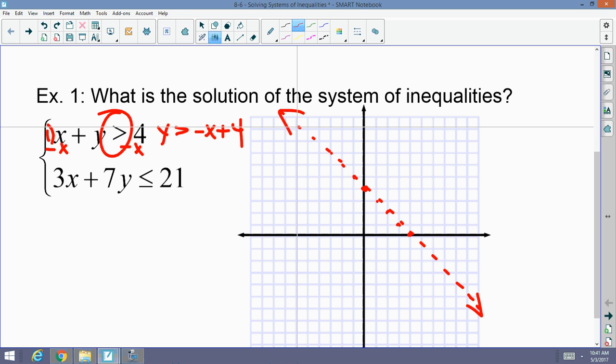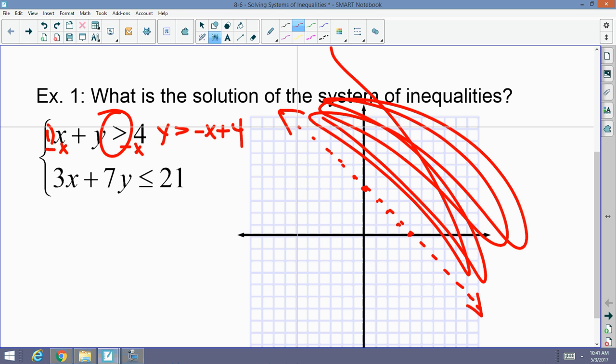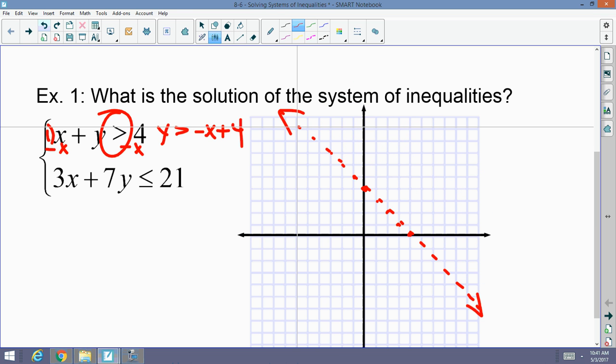How do I shade it? Well, this is the way most people are taught. Okay, boys and girls, just shade. Please do not do that. That is messy, it's inefficient, and it's just sloppy.